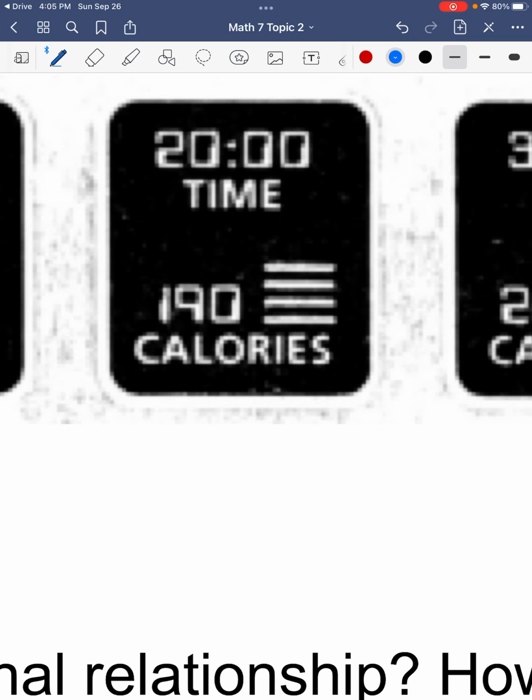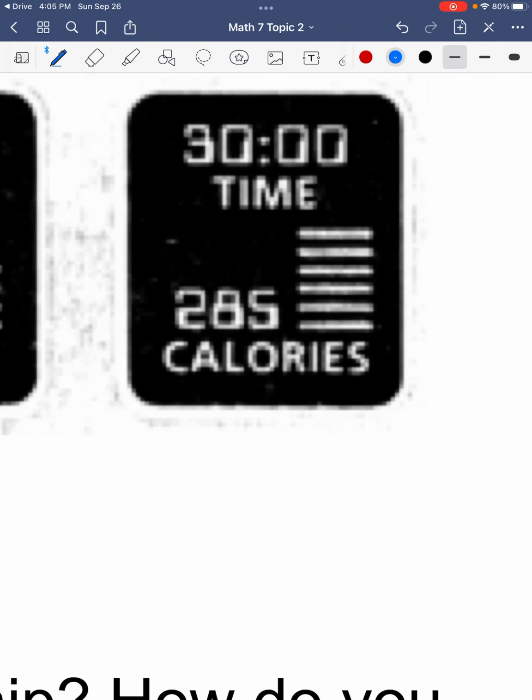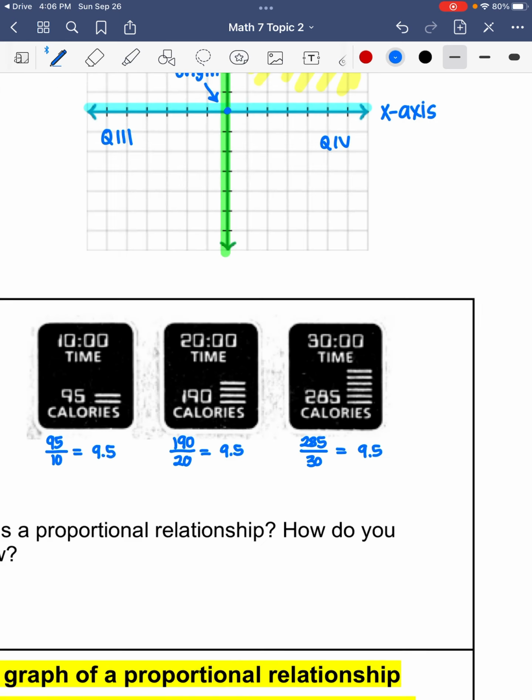She burned 190 calories, so I'm going to put that on top because I'm keeping it consistent, in 20 minutes time. And when I put that into my calculator, 190 divided by 20, again, I get 9.5. Let's move on to that third watch face. We've got to write our ratio, but we're going to keep it consistent. So calories on top, 285 calories in 30 minutes time. And when I put that into my calculator, when I divide, I do in fact get 9.5.